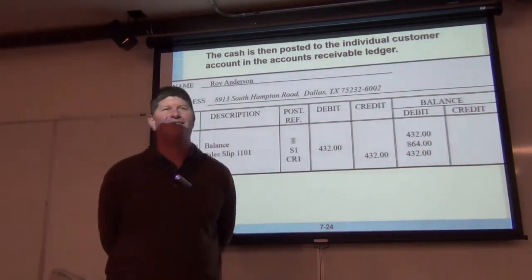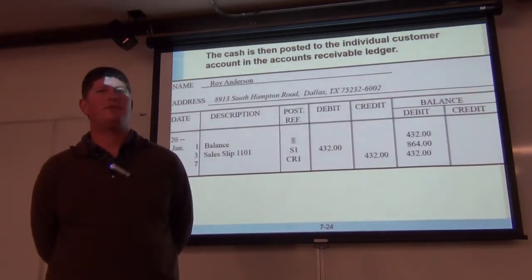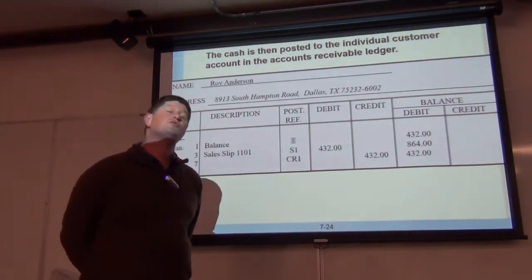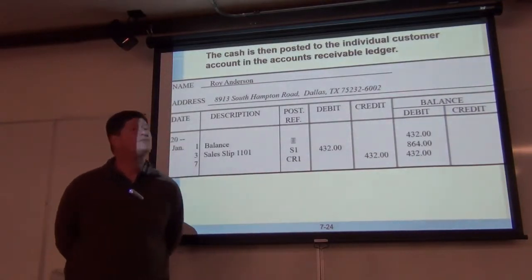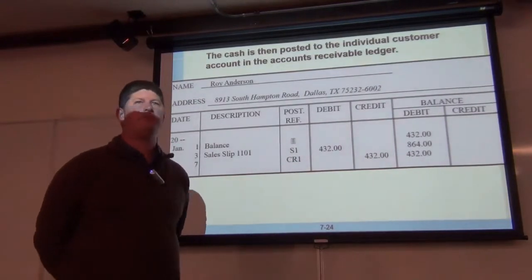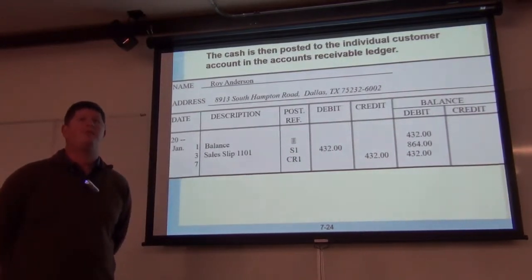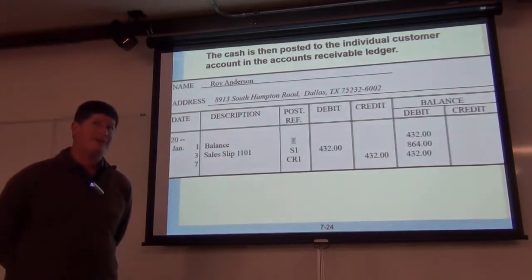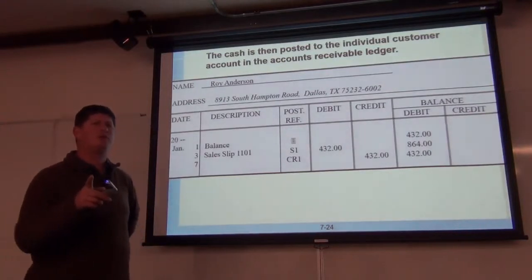Yes? What if he pays with a credit card? If he paid his bill with a credit card, again, that's a cash receipt to us, because we still get cash. It may take a day or two to process through the bank, but we do get cash. We'll cover credit cards, I think, in another 2 chapters.